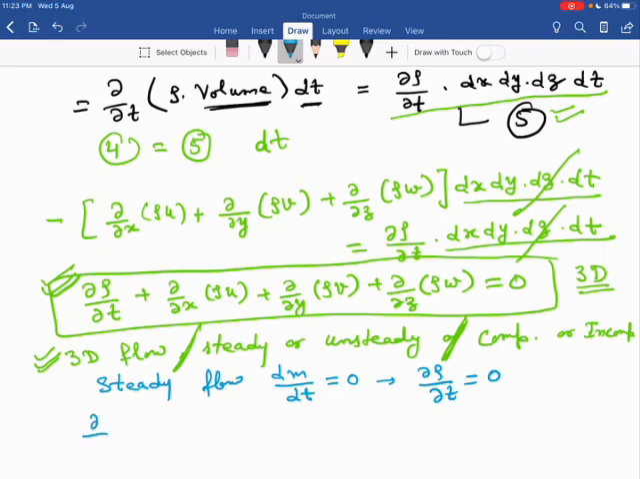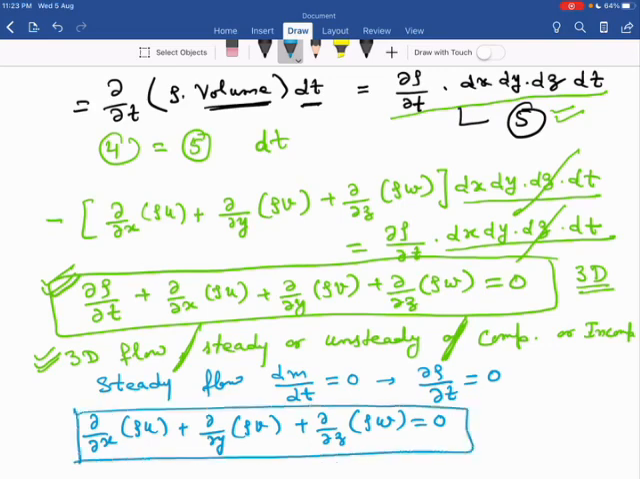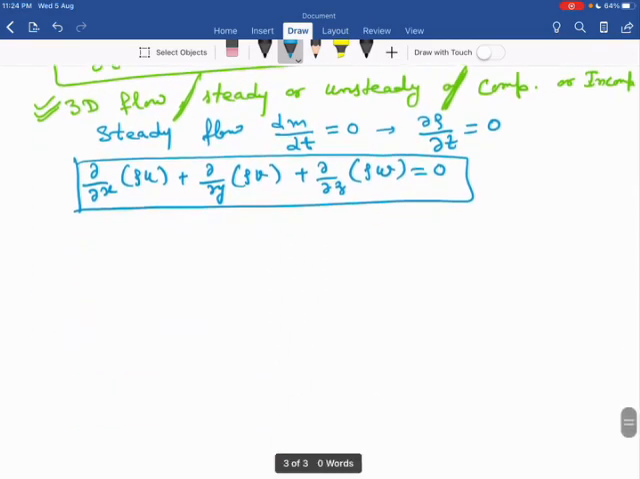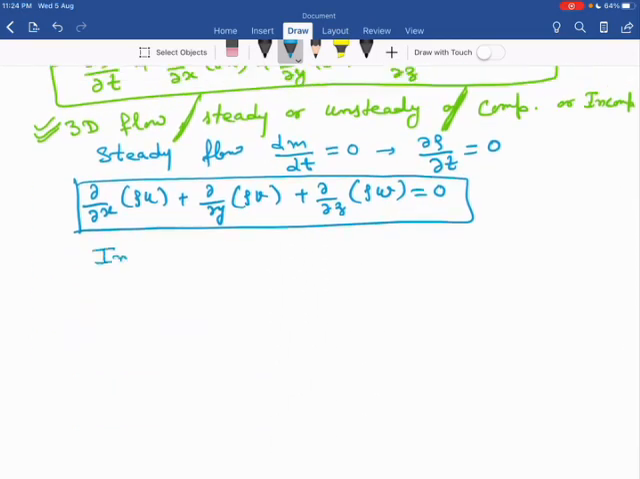So now you are left with ∂/∂x (ρu) plus ∂/∂y (ρv) plus ∂/∂z (ρw) equal to 0. So this is the equation for steady flow. Now if I put one more assumption, say the flow is incompressible also. Now if flow is incompressible, that means there is no variation of density with respect to distance also.